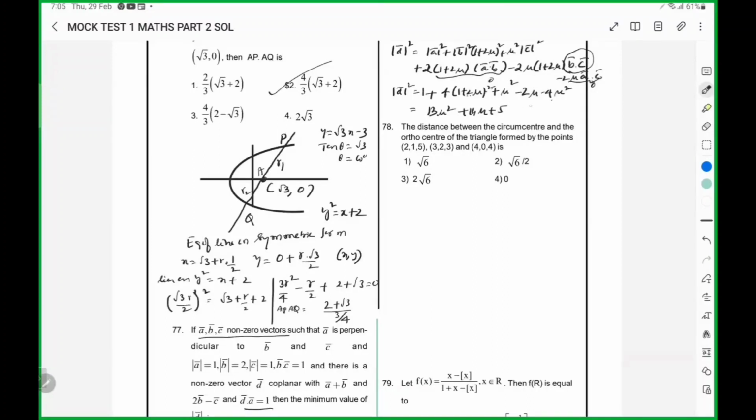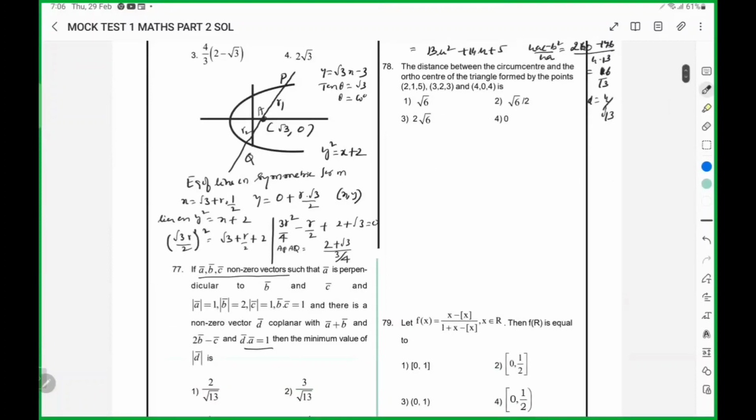So it's a quadratic expression. The minimum value formula is 4ac minus b square by 4a, that is 4 into 13 into 5 minus 14 square by 4a, which is 260 minus 196, 64, that is 16 by 13. So mod D will be 4 by root 13. This is the answer.